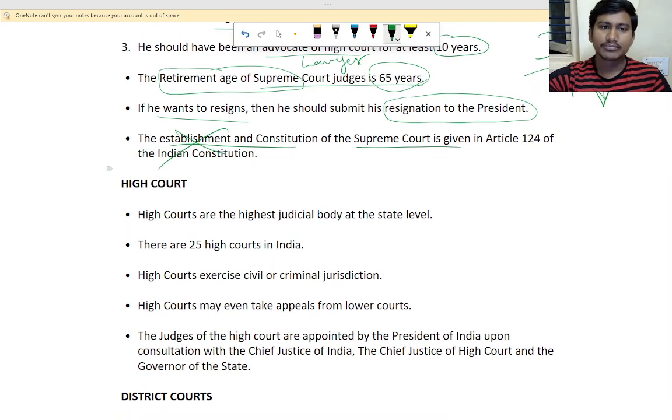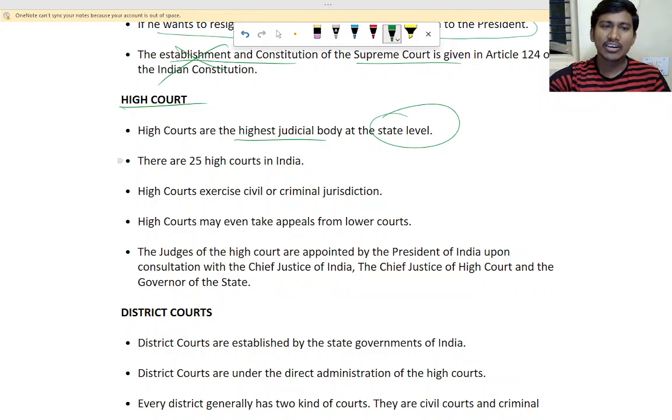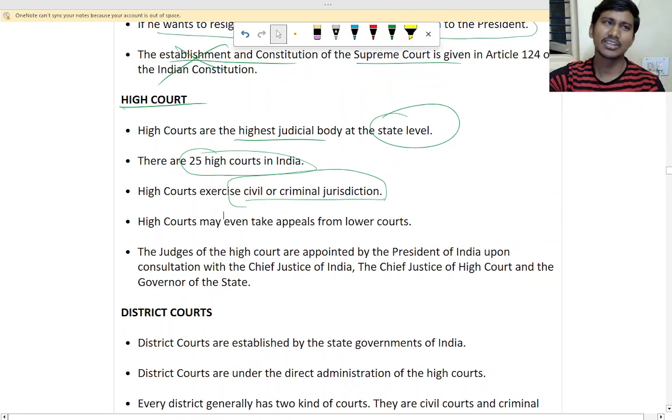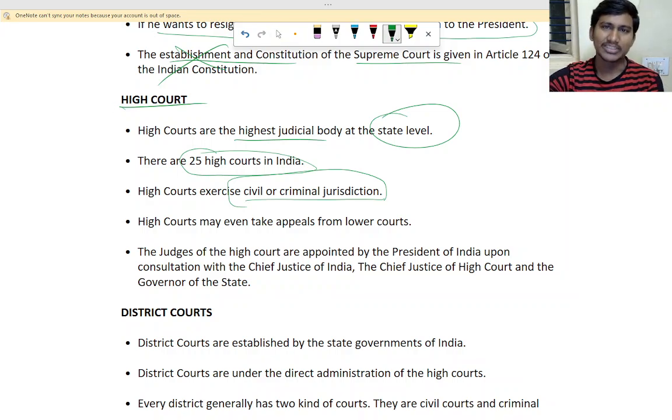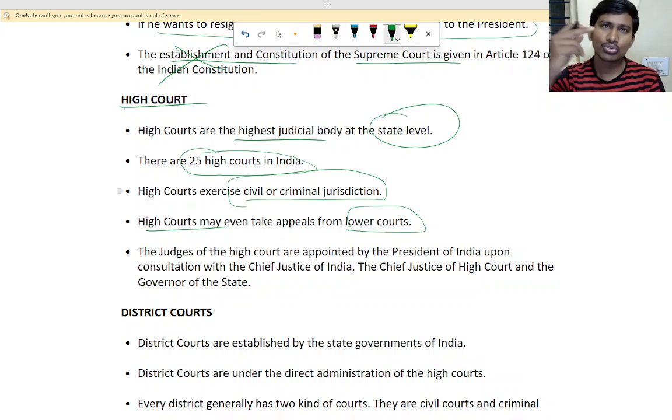So High Court. Below that, High Courts are the highest in the state judiciary system. So how many High Courts are there in India? 25 High Courts. High Courts exercise civil or criminal jurisdiction. They also consider cases between the states, and they have to approach them. High Courts may even take appeals from the lower courts. That is, if you don't get justice in District Court, you can go to High Court.